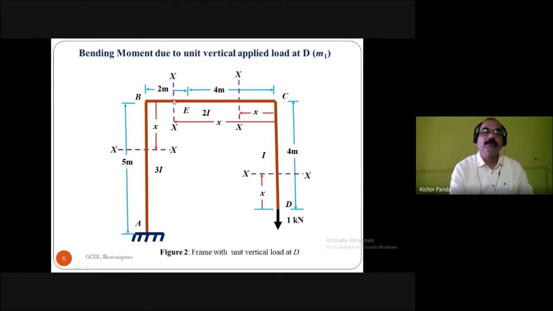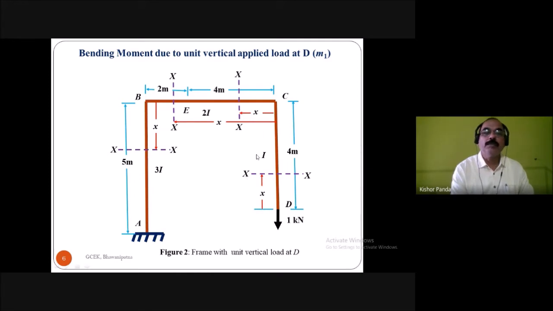Similarly, take another section between B and E at a distance x from the point C. What is the moment here? Because this is the unit force and this is the perpendicular distance, the moment is equal to minus 1 into x. So here also the moment is minus 1 into x. Then take another section between A and B at a distance x from the point B. What is the moment here?